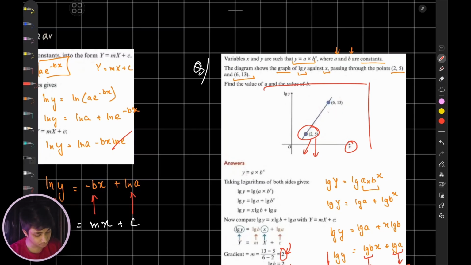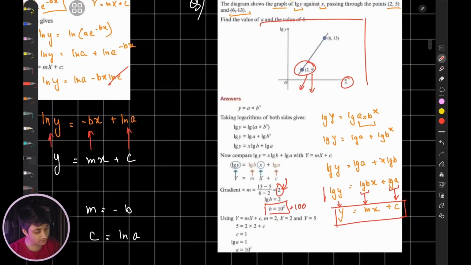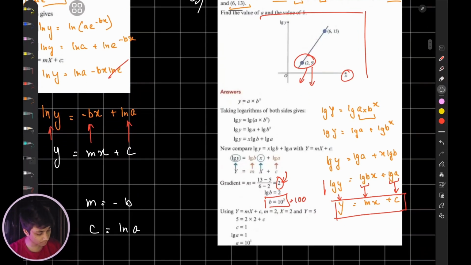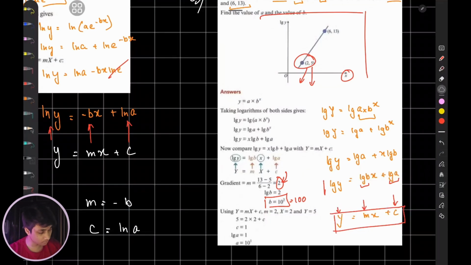So let's take 2 and 5 as our coordinate. Now, how are we going to substitute this and where are we going to substitute this? Very simple. If you go to the main formula that we just linearized, notice, do you know the value of log y for any one coordinate? Yes, you do. What is it? 5.